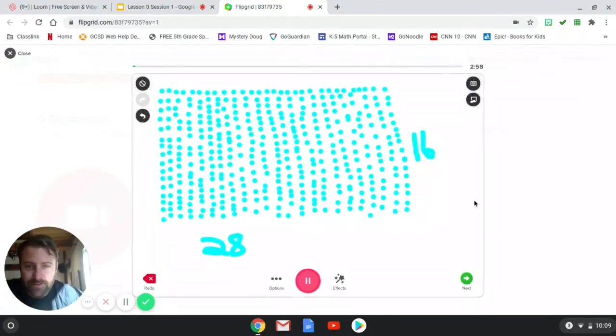Hi class, as you can see on my flip here, I used the strategy of creating an array that was 28 by 16. When I did that, I counted up all my dots and I had 448 dots. I'm not sure if I would use this strategy again because it took me a really long time. Next time, I might use a strategy like repeated addition.